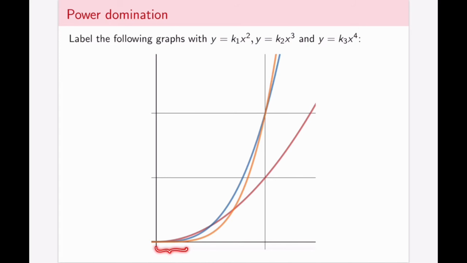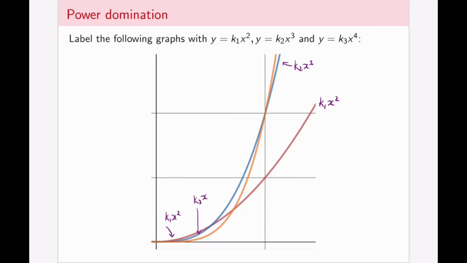Near the origin, the smallest power will be the top one in terms of the y values. So I can see that the highest one near the origin is the red one. It's also the slowest growing one at the end, which means that that corresponds to my x squared function. So this will be my x squared. The next one down will be x cubed because it's going to grow a little bit slower near the origin and a little bit faster further away from it. So this will be my x cubed.